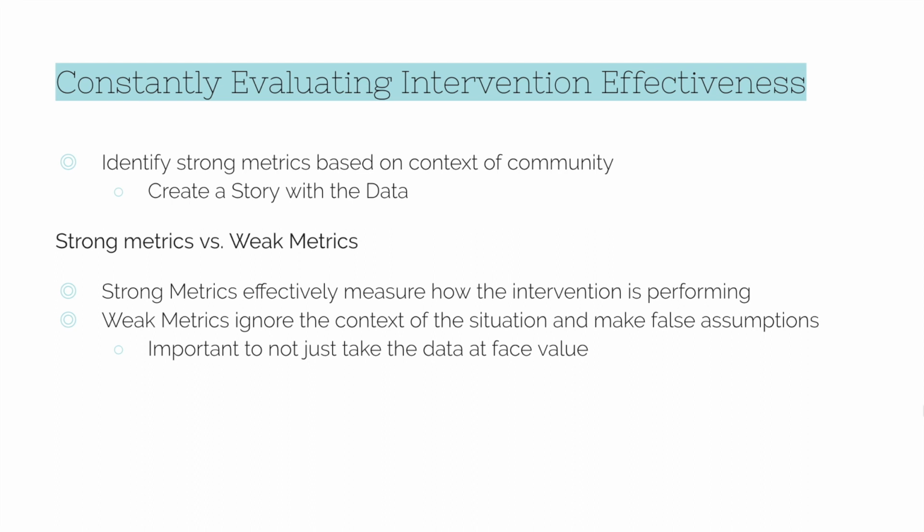There are strong metrics and weak metrics. A strong metric is an effective measure of the performance of the intervention, while a weak metric is ineffective at measuring the performance of the intervention. It's important to keep in mind that there is always a story behind the data, and often we find that weak metrics don't consider or look at the whole picture. There are false assumptions being made which result in the metric not representing the performance accurately.